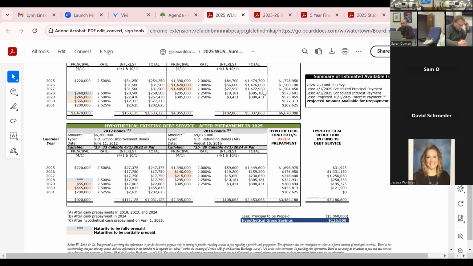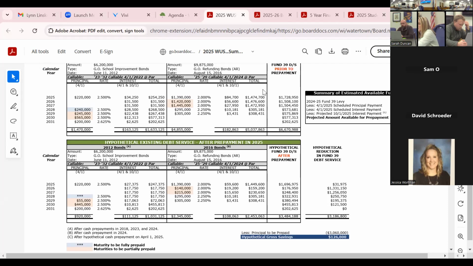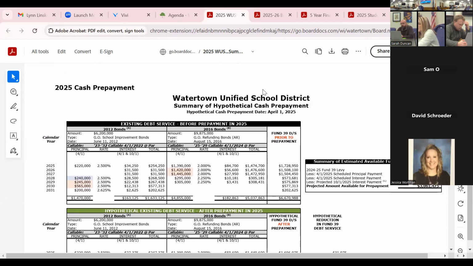For the school improvement bonds and the refunding bonds, right? Where's that money coming from? This was part of the tax levy that was approved. Okay. And Fund 39 is referendum approved debt.